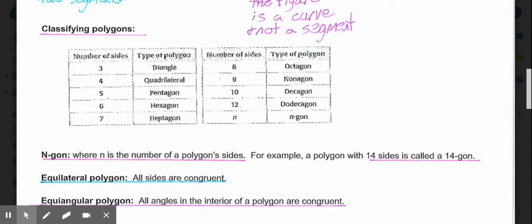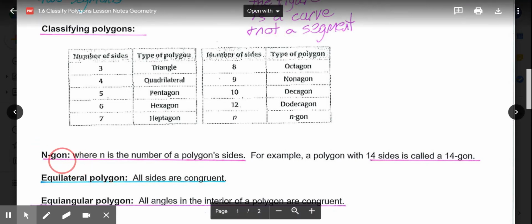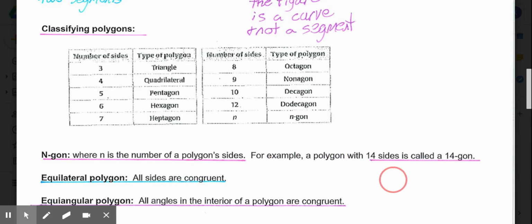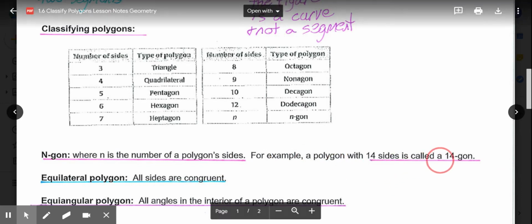12 dodecagon, and then we have n, meaning for any number of sides, if we don't have a special name like triangle, quadrilateral, pentagon, we can simply name a polygon based on its number of sides. So an n-gon is where n is the number of sides. So for example, a 14-sided polygon simply can be called a 14-gon. A 21-sided polygon can be called a 21-gon. So the number of sides, hyphen gon.